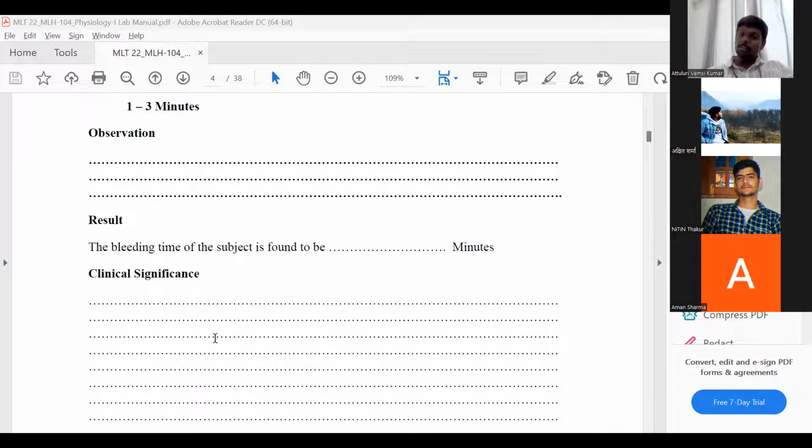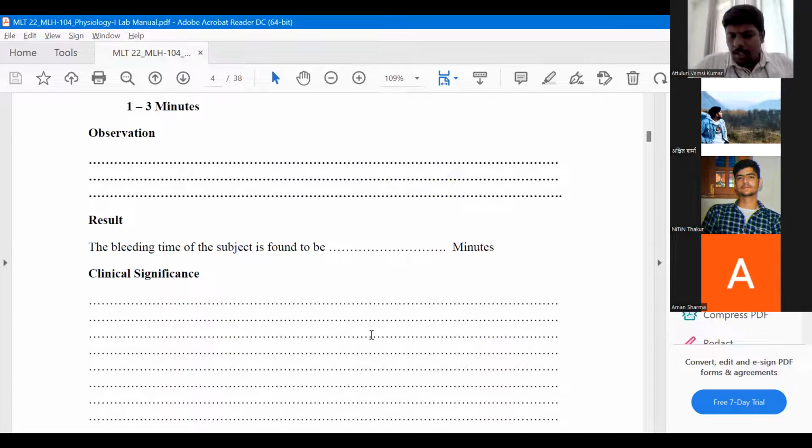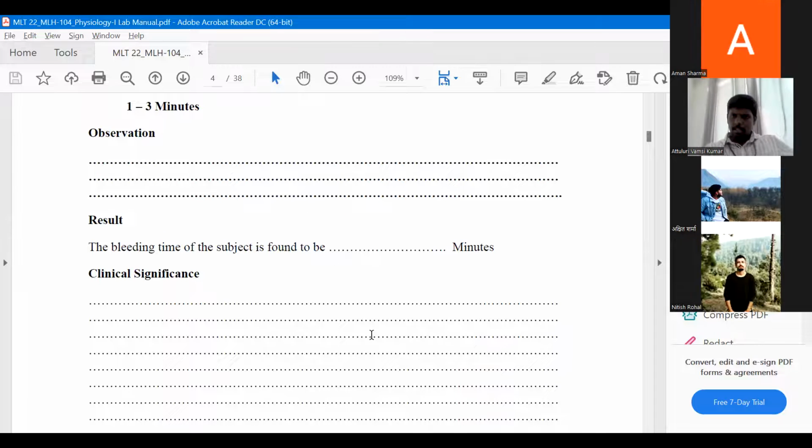We need to know the reason why their bleeding time has been increased, whether the platelet count is reduced, that is called thrombocytopenia, or whether the functional status of the platelets has any issue, such as we have many types of platelet function tests. So that we need to check. Anyway, this is all about the bleeding time.